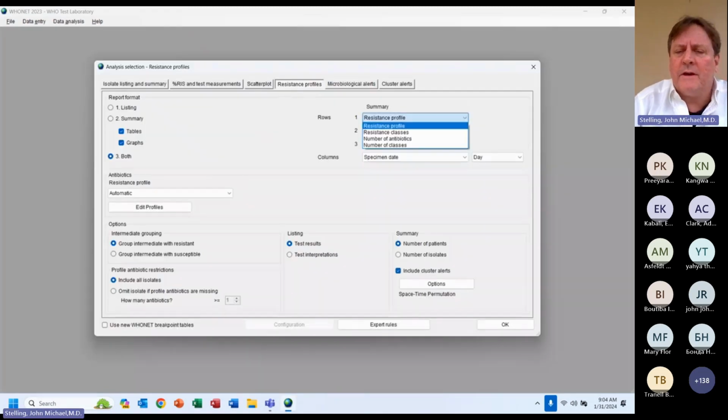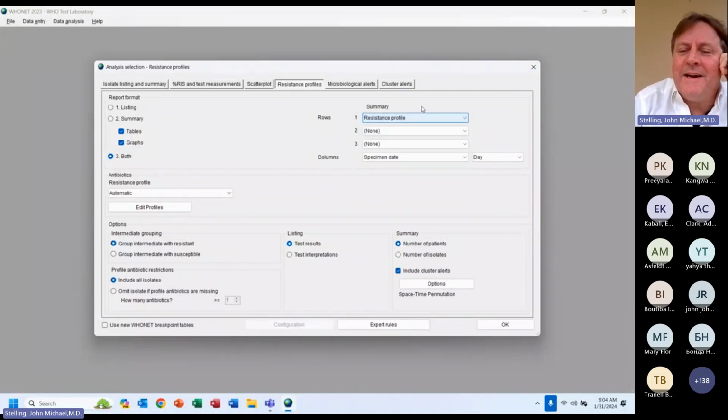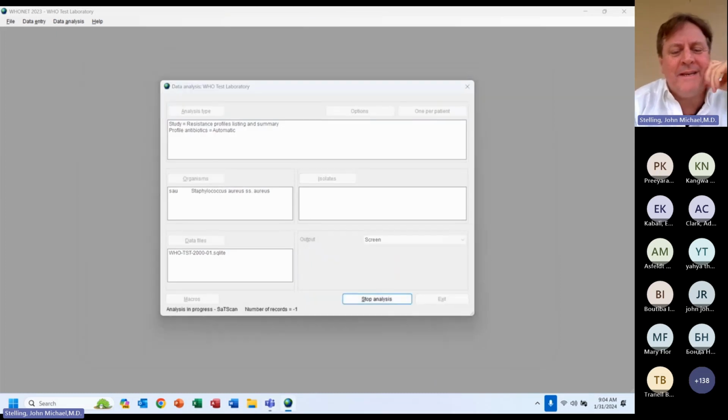Let me think. I hadn't really thought of it. I don't know if this will work or not. I never tried it. As you know, I did resistance profiles here. There is another option called resistance classes. This might work. I never tried this before in association with outbreak detection. Let me click on OK. Let me click on begin analysis.